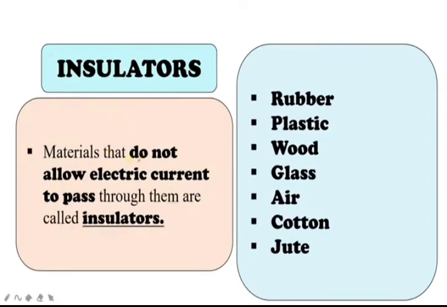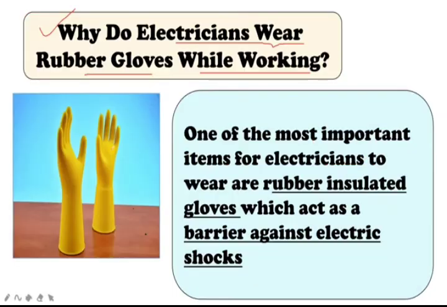And now the insulators. What are insulators? Materials that do not allow electric current to pass through them are called insulators. You know the examples of insulators, you can see them here. Let me ask you a question. Why do electricians wear rubber gloves while working? One of the most important items for electricians to wear is rubber insulated gloves, which act as a barrier against electric shock. It protects the life of electricians.